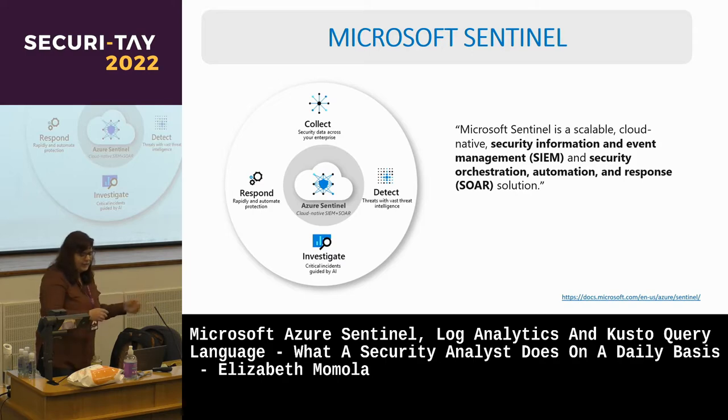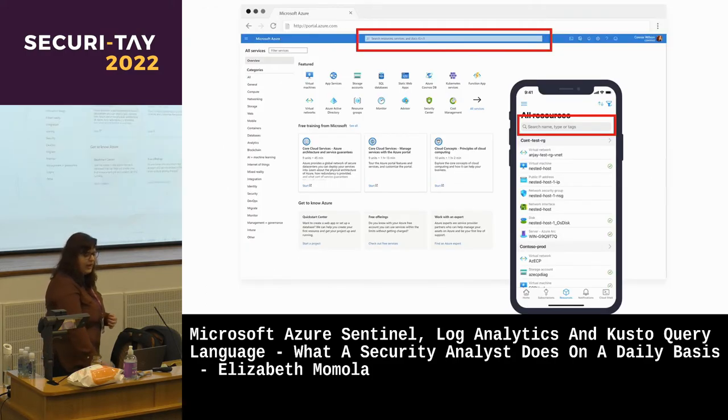So there's the detection part. And you also are able to investigate. And there's also an element of response, so you could automate response whenever a malicious activity has been identified. So let's look a little bit closer at Azure Sentinel, how you can get there. If you browse to portal.azure.com and in the search bar on the browser or mobile version type Sentinel, you'll get to the Sentinel platform and the main page.